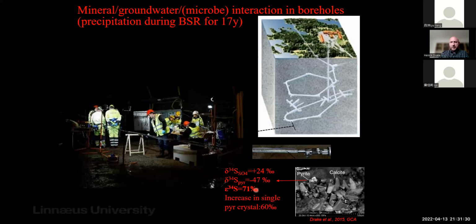That is actually fitting to the pyrite that we found in the fractures and this very high fractionation that we anticipated. And the increase in a single crystal can be up to 60 per mil over a couple of 10 micrometers here. So they are extremely small microscale processes in these systems.